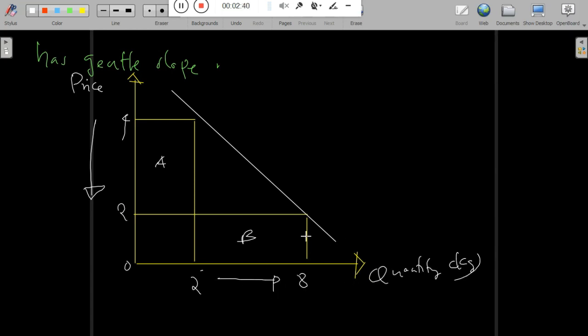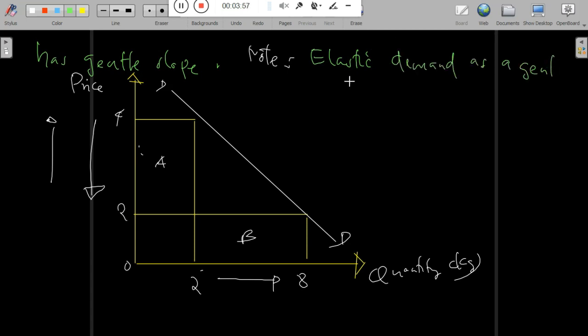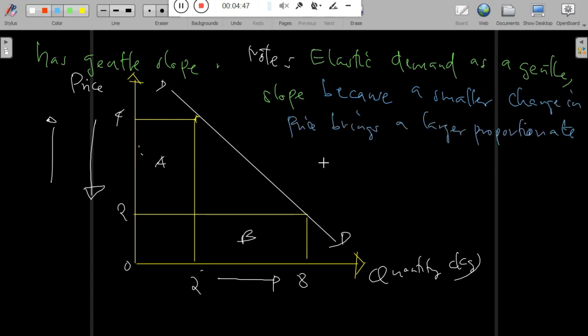Something to note in elastic demand is that it has a gentle slope, because a smaller change in price brings a larger proportional change in quantity demanded. That's why it has a gentle slope. I hope you can see the gentle slope. A gentle slope means that there is a large extension in the gap of the change of quantity demanded. So elasticity of demand from the demand curve can also be calculated.